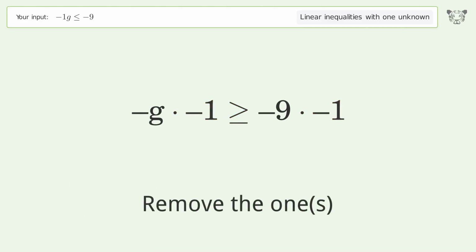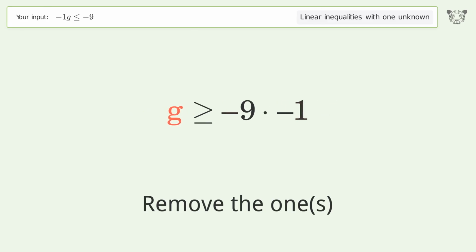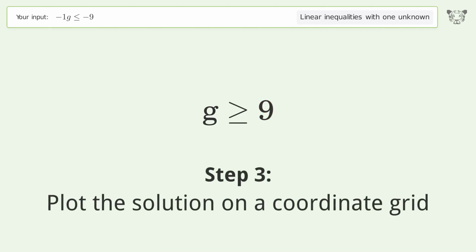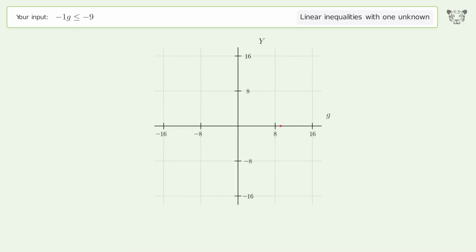Remove the ones. Simplify the arithmetic. Plot the solution on a coordinate grid. And so the final result is g equal or greater than 9.